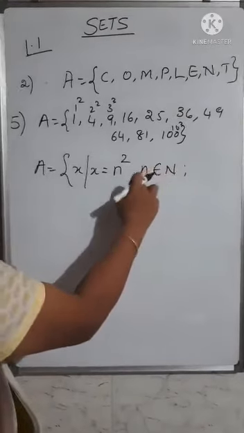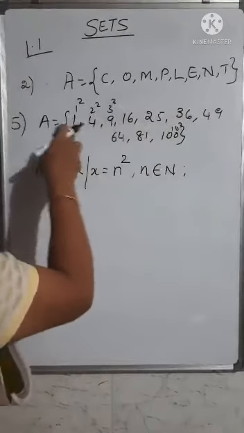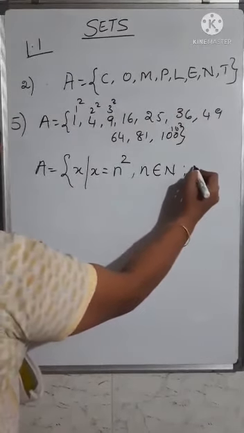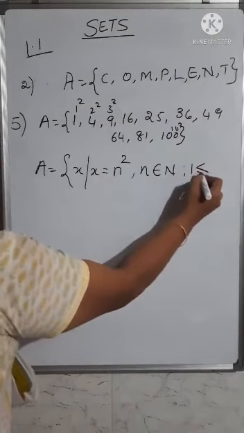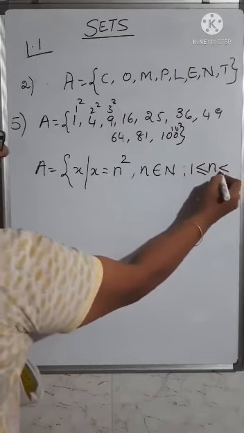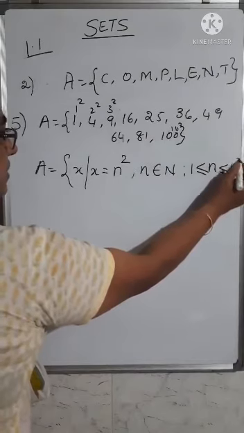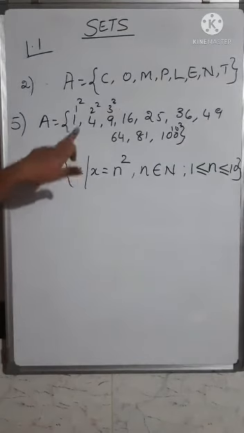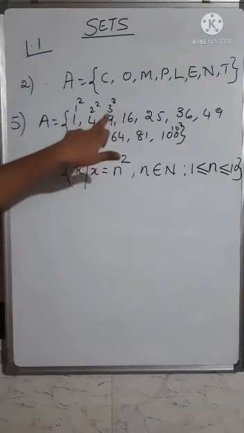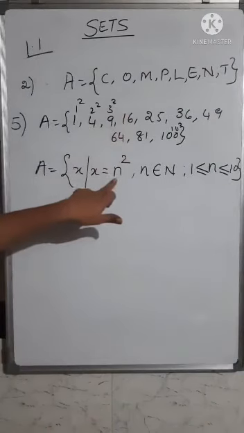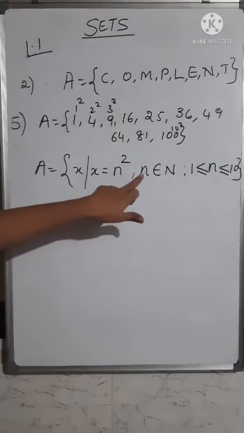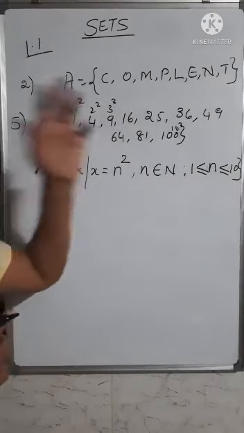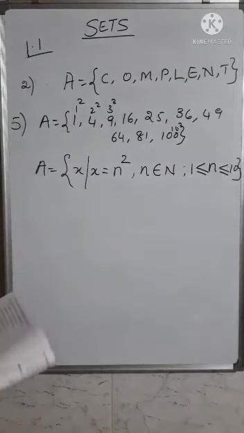And what all natural numbers n is taking, that limit you have to write. So n starting from 1 and it is ending by 10. So you have to write 1 less than or equal to n less than or equal to the last number, that is 10. So like this you have to write it using the rule method. First write x is the element of the set such that what is the relation, what is the property you have got. This is a square number, so you have written it as n square, and n belongs to natural numbers and n should be from 1 to 10. So like this you have to write it using the rule method.